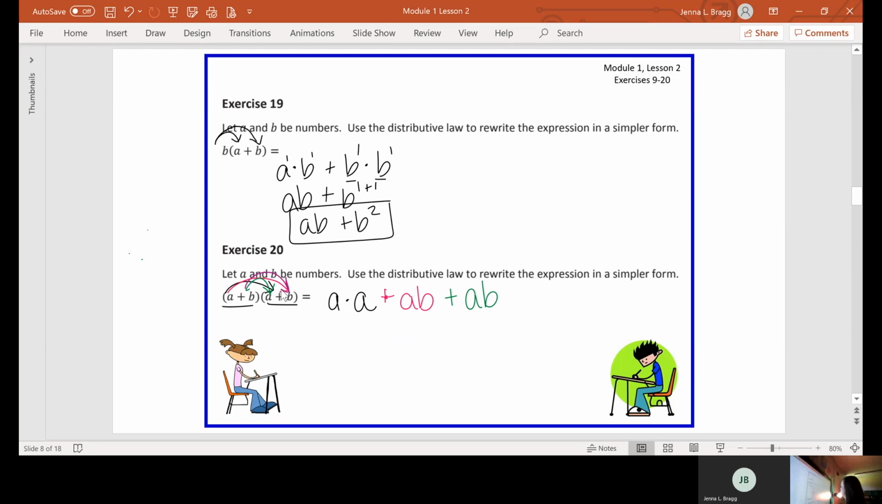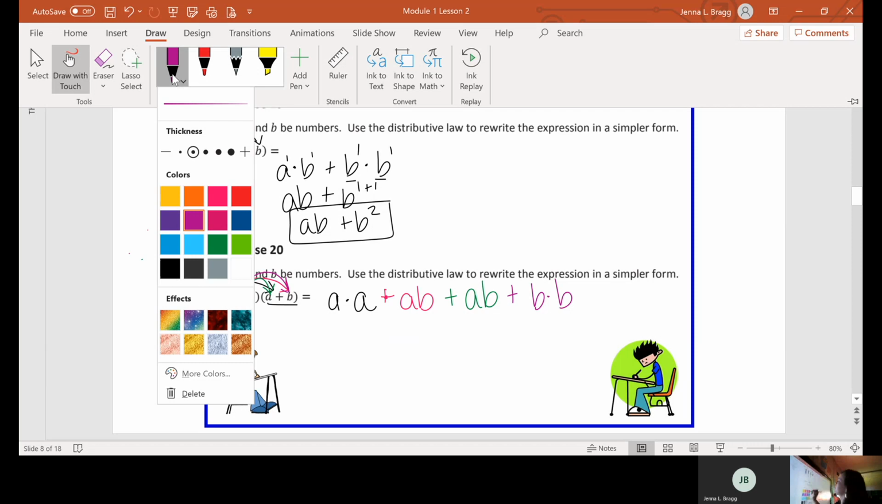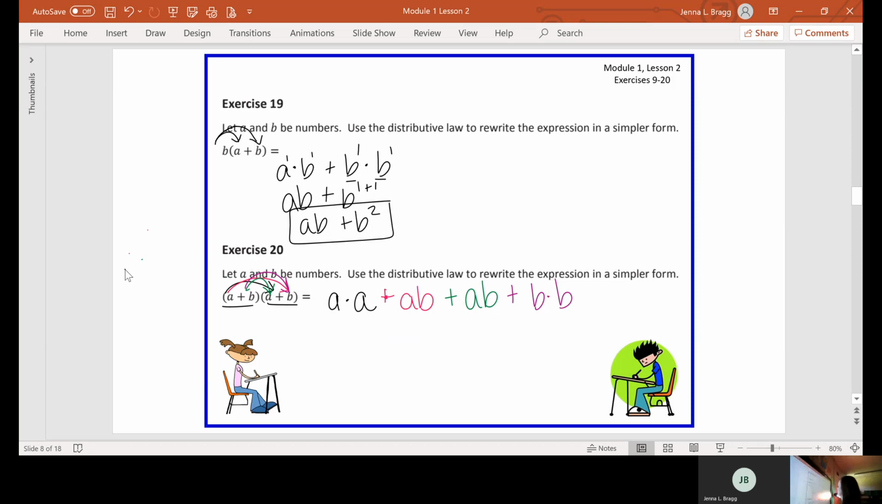This B times this B, so plus B times B. Now you just put everything together. A times A, we've already learned, is A squared, plus AB plus AB. Those B's have an exponent of 1, so that's B squared.